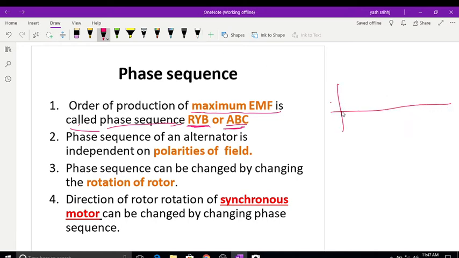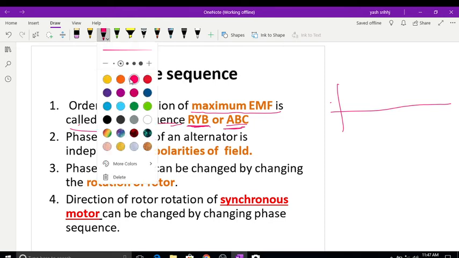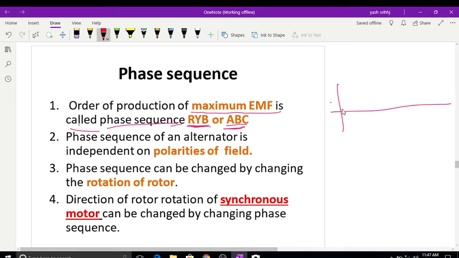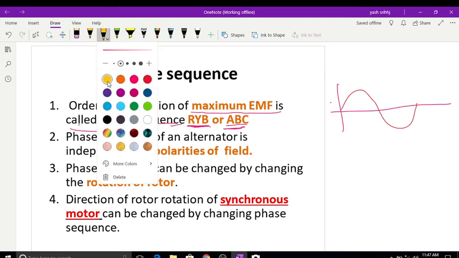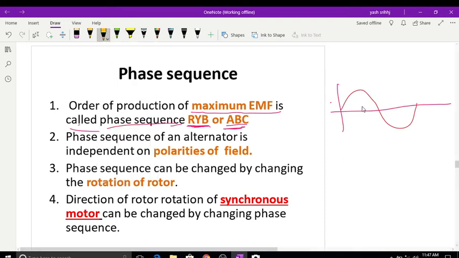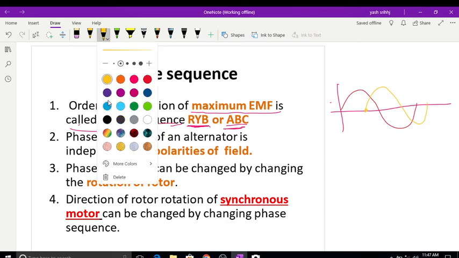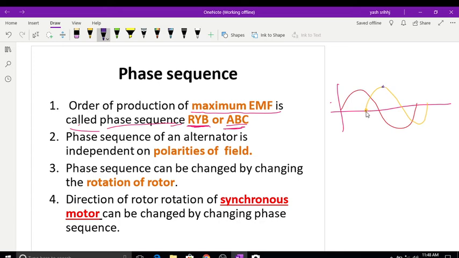This is R phase, I'm using the red one. R phase is like this, and the next one is Y phase. Yellow phase will be produced after 120 degrees. This is Y phase. The next one is blue phase, nothing but B, after 120 degrees. This is not from this point. This is 90 degrees, and this is approximately 120 degrees. After 120 degrees, B phase.